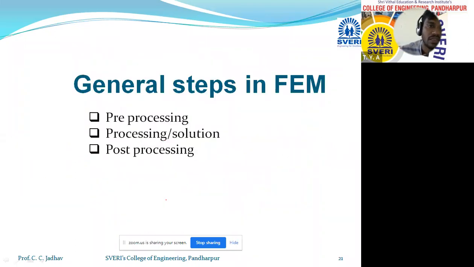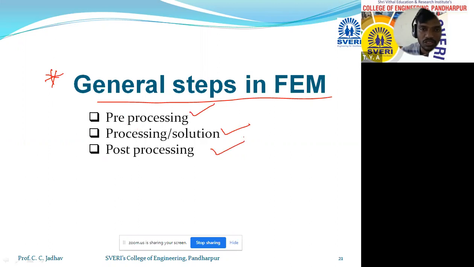So the next point is the general steps in FEM. We have already discussed that, but this is also one of the important and major points from this chapter. For FEM there are three major steps: pre-processing, processing, that is the solution, and post-processing.